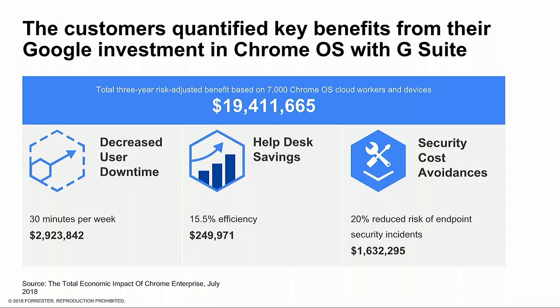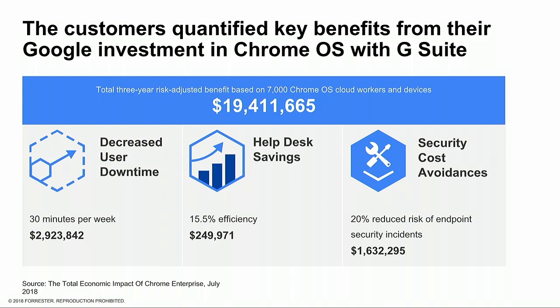So for this study, we actually found 6 benefit categories. The first 3 here on the screen, and similar to the cloud worker study, we saw decreased user downtime of about 30 minutes per week. Additionally, there was help desk time savings with reduced tickets and maintaining those devices. And so there was about 15.5% efficiencies seen there.